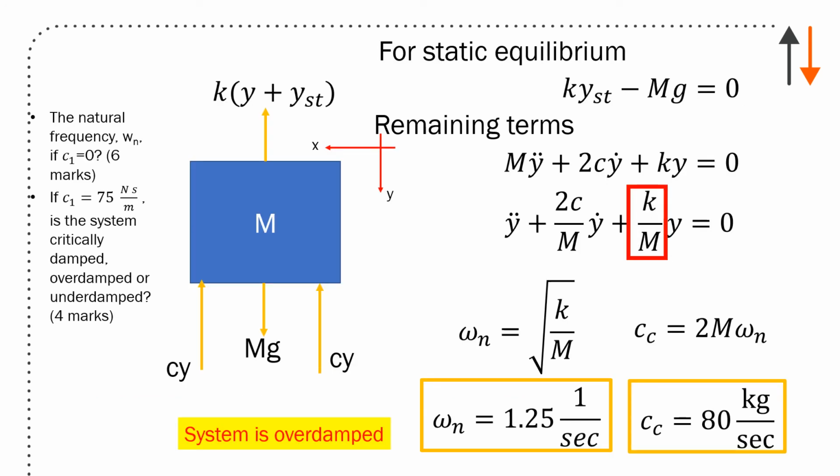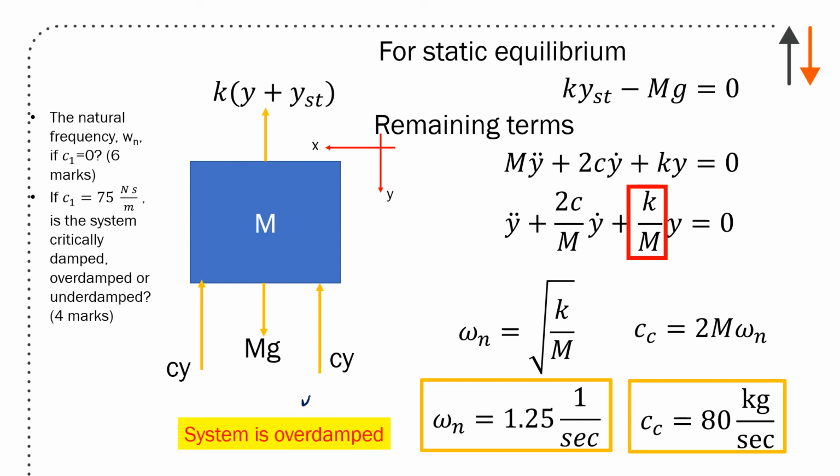So I can write all the terms out. I have static plus this, so that's my static equilibrium term. I'll then have my y double dot plus 2c y dot plus ky equals 0. 2c because there's 2 of these dampers in place. So my governing equation is in this form right here, and omega n of the system is the square root of k over m. My critical damping coefficient is 2m omega n, and I have omega n, which is 1.25 rad/s, and critical damping coefficient 80 kilograms per second. Each of these is 75. I've got 2 of them, so the system is overdamped.